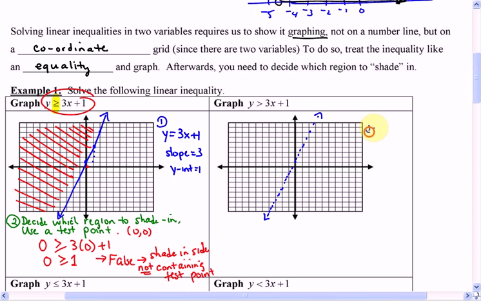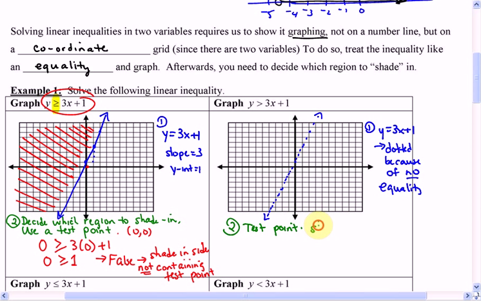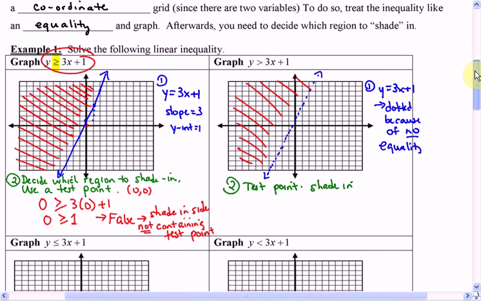Okay, so same first step, graph out the line, make sure it's dotted this time because there's no equality. And then step 2 is the same. Take your test point and find out which side to shade in. And in this case, since it's the same as the one to the left, that's what it's going to be. Okay. Hopefully this is pretty simple so far.